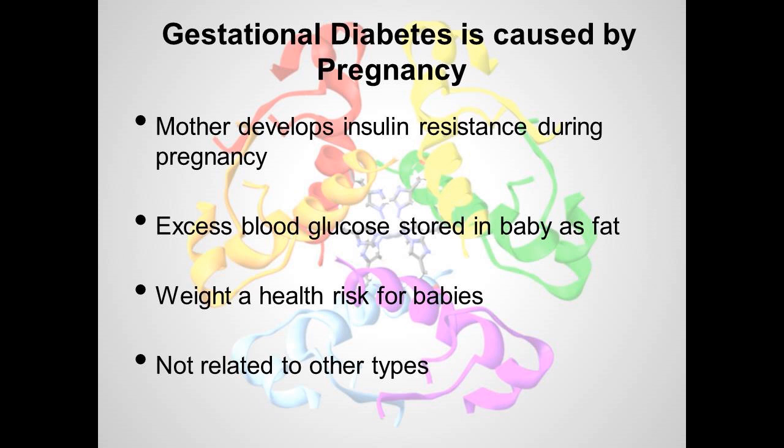There is no correlation of risk between gestational diabetes and the other types of diabetes. That is, whether you've had diabetes or not does not affect your chances of gestational diabetes, and having gestational diabetes does not mean you will develop type 2 diabetes later on.